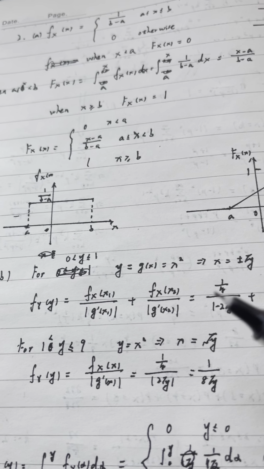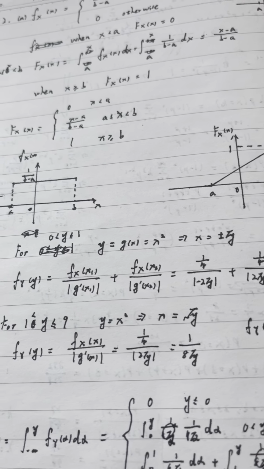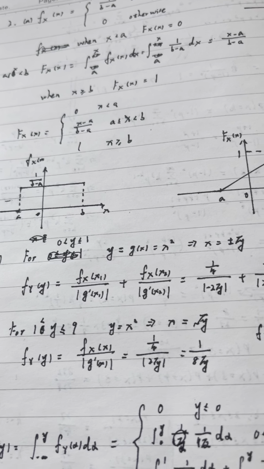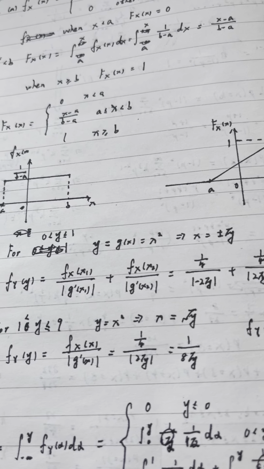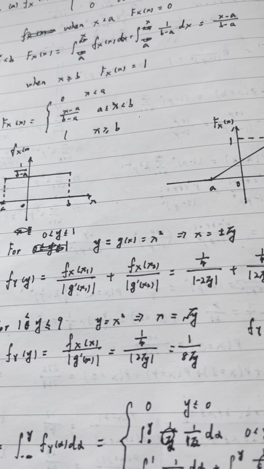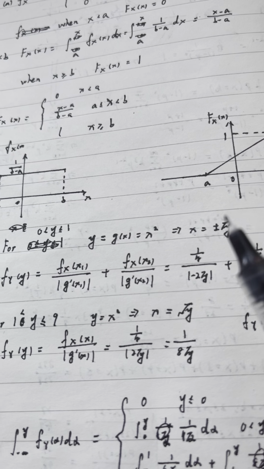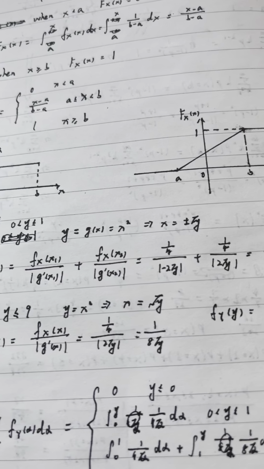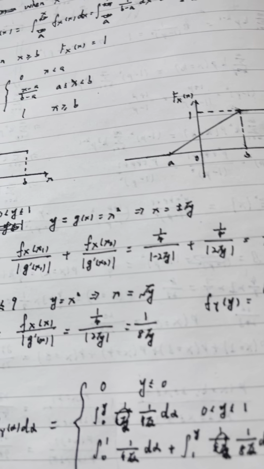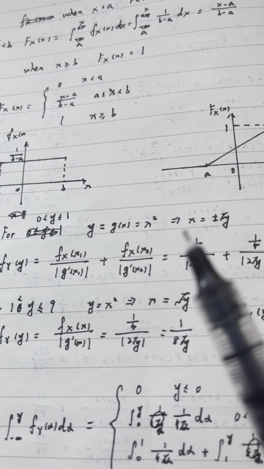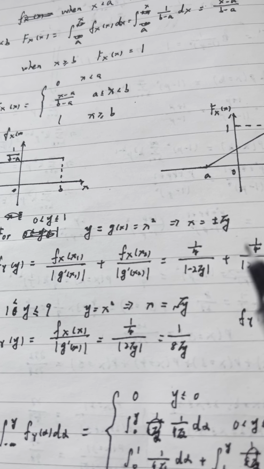For subproblem B, it gives us that a equals -1 and b equals 3. We have to find and draw the distribution function and density function of random variable Y, and also find the expectation of Y. First we will find the density function of Y.